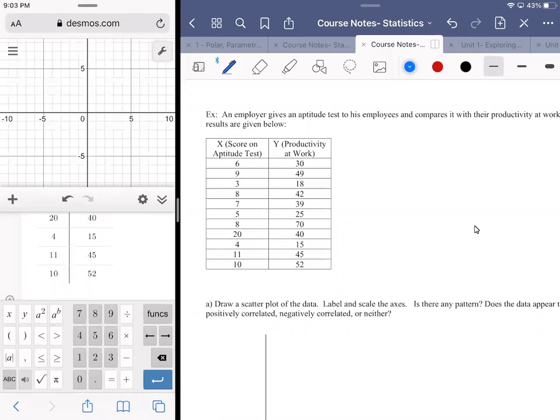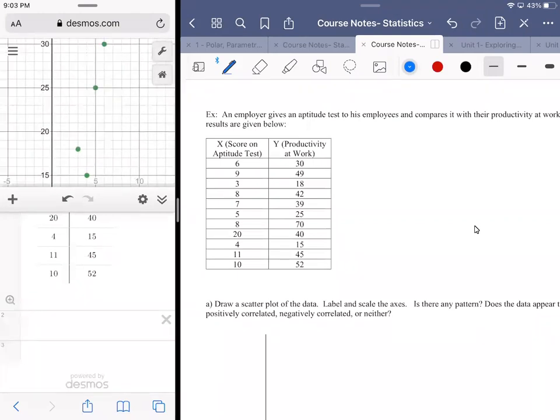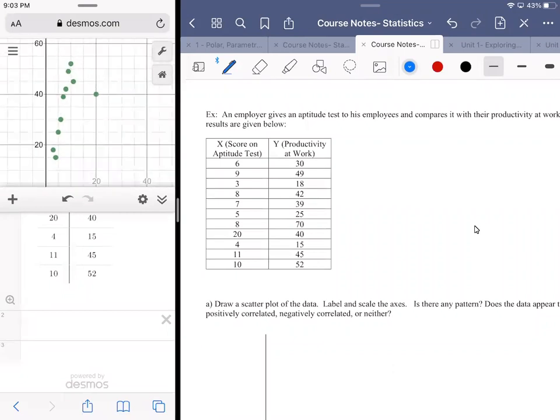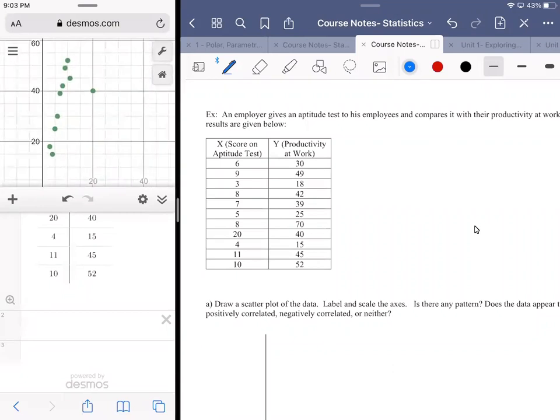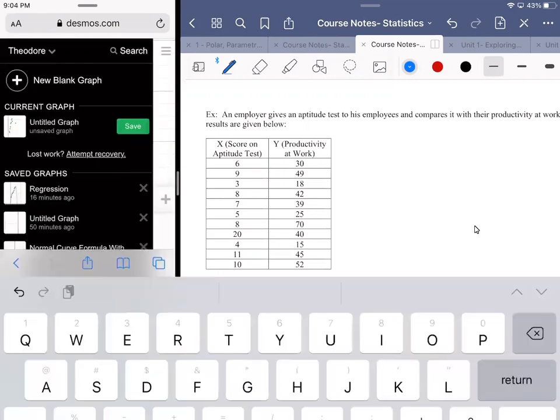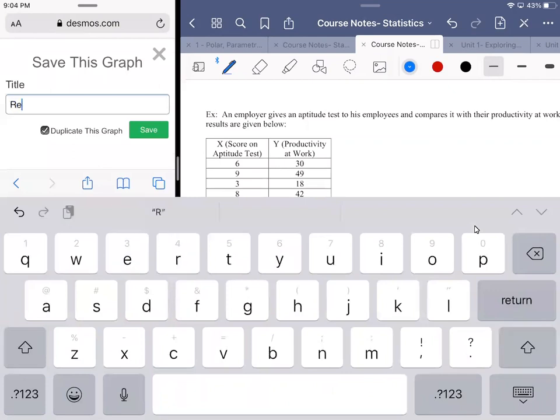So I'm going to take a look at the graph. Graphs are fun to look at. So this is what the data set would look like in its graphical form, right? So what I'm going to do now is I'm going to stop. I'm going to save it. And I'm going to call it residual.